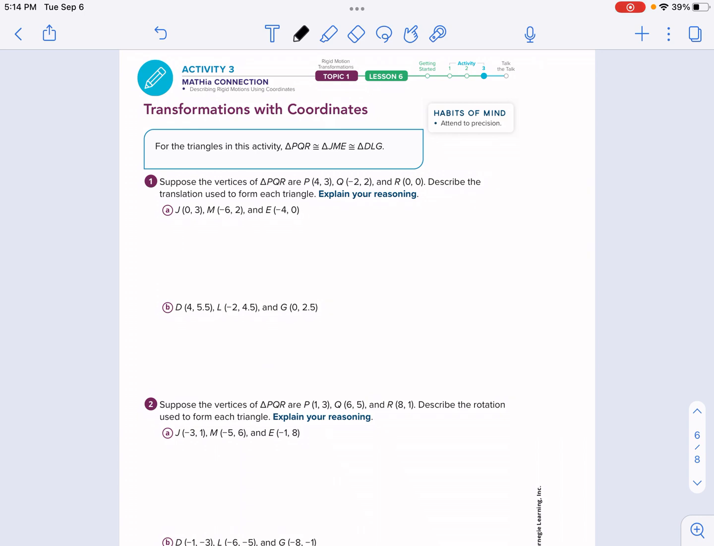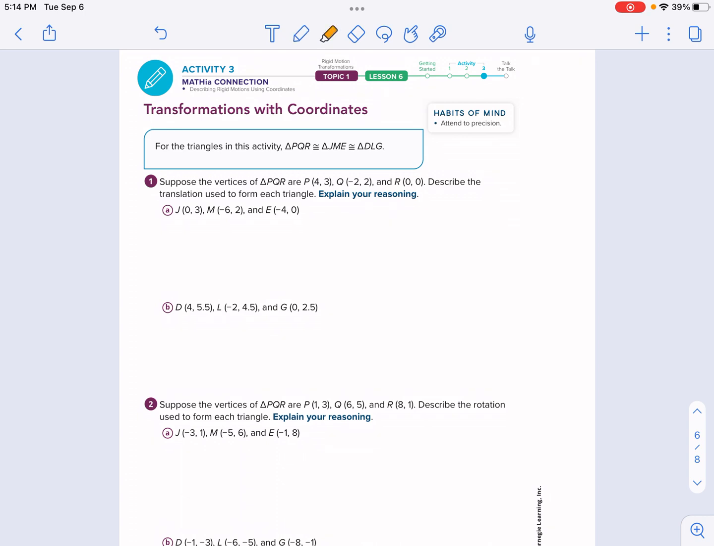All right, so on number 1, it says transformations with coordinates. We're not given a figure. We're only given the coordinates of the pre-image and the image. We've got to think about what is the transformation that's going from one to the other. So we're really going to be looking at the coordinates and putting our detective hats on and figuring out what is happening from one to the other. So let's notice anything that we can notice here.